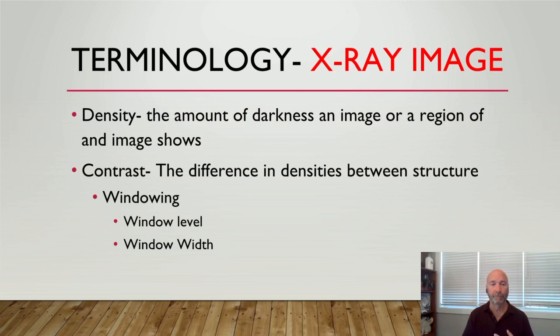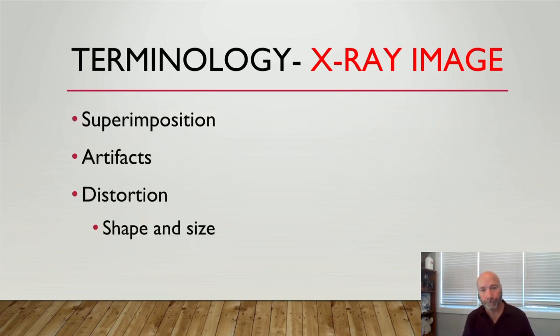The computer, for the most part, controls those. But if you're in your clinical rotation, or you're doing your shadowing, and you see the technologist adjust the contrast and density, the brightness level essentially, then what they're doing is what we refer to as windowing, and that will be window level and window width.